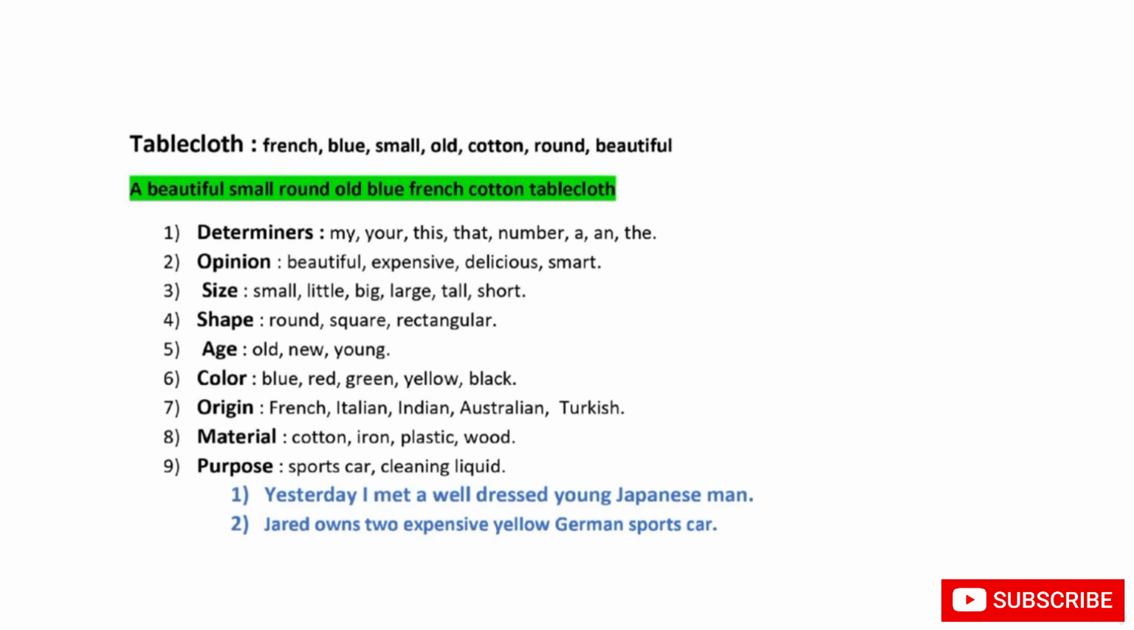And it's beautiful. Now your job is to put all of these adjectives in the correct order before the noun tablecloth. Pause the video if you want. Think about the order and then play the video again and check.